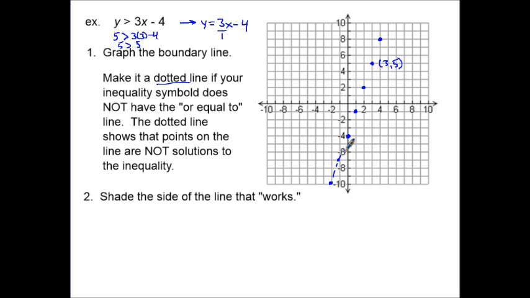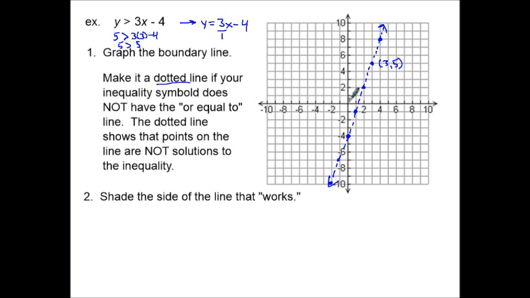So this dotted line says that my boundary is not part of the solution, but what's about to happen when we do the other shading is that one side or the other is going to have a whole bunch of points that are solutions. But unlike the pizza problem, the ones on the line here are no good. Alright, so now we're going to shade the side of the line that works, pardon me on that.